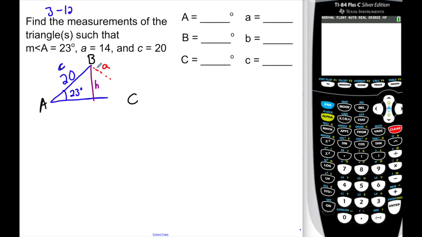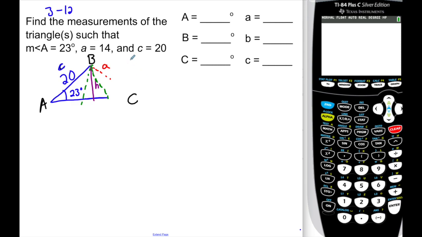And if it's more than the height, but less than the given side, what happens is you get a phenomenon, I'll do this for St. Patrick's Day, where you either snap one way or snap the other way. And that actually leads to two possible triangles.